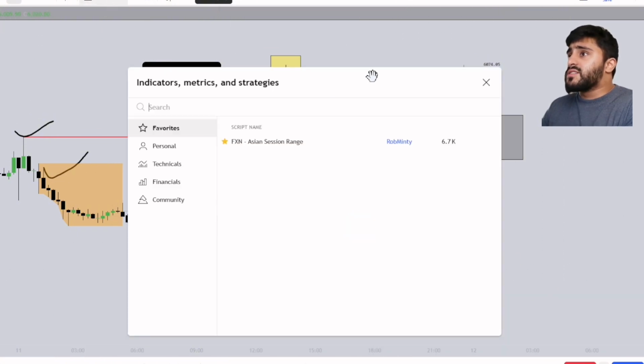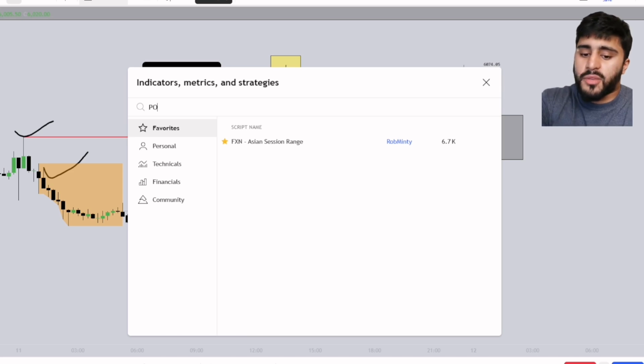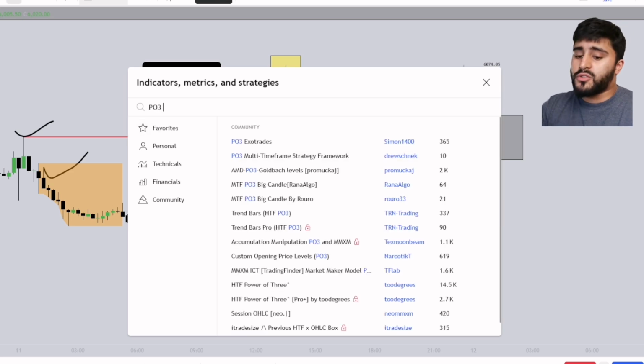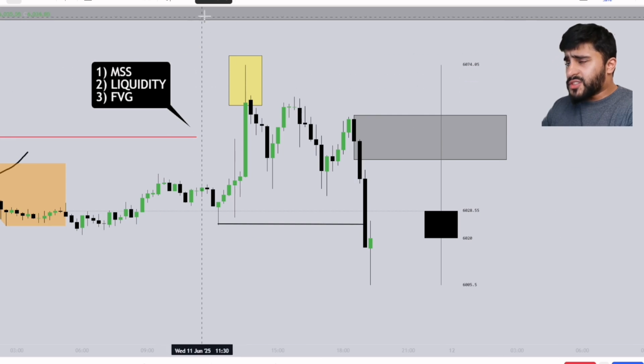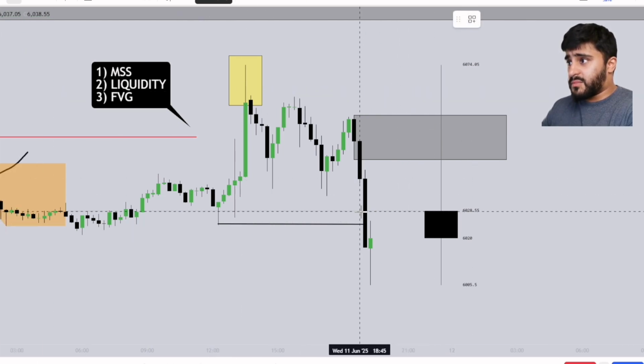Just to give you an idea of how I find this indicator, if you just type in PO3 in the indicators, you want to use PO3 by 2 degrees, spelled T-O-O. You want to use this one, Power of 3 by 2 degrees. So what's happening here is you want to understand that this POI is above the daily opening.